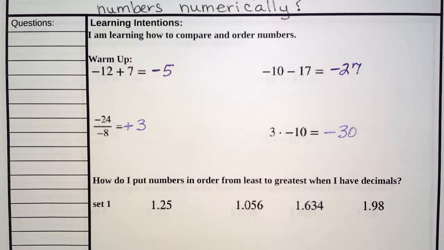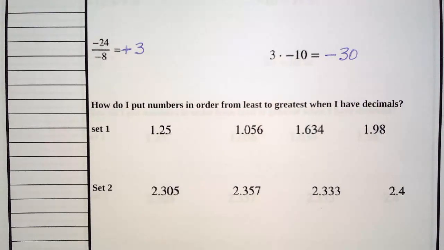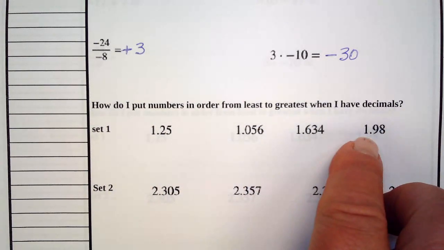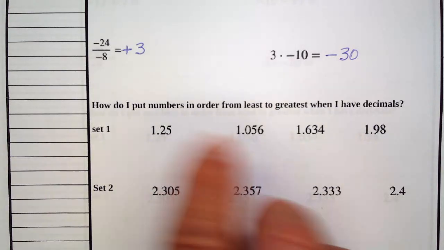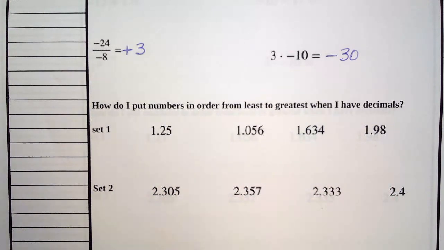Hopefully you were able to answer all of those 4 questions correctly. So now we're going to look at how to put numbers in numerical order. So how do I put the numbers in order from the least to the greatest when I have decimals? As I look at this, what I notice is they all have 1 point something. This is 1.2, 1.0, 1.6, 1.9.